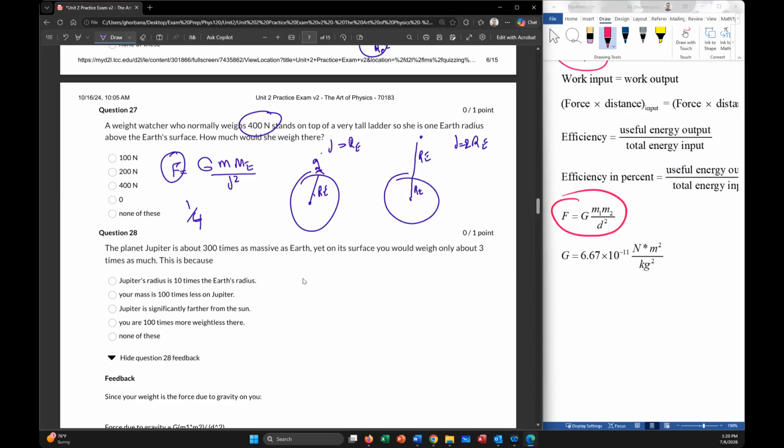If the distance becomes 3 times, the force of gravity becomes 1/9, yes? If the distance is 4 times, the force of gravity becomes 1/16. Make sense? Okay, so because the weight was 400, now you go another radius above the ground, so your distance is double, your weight will be 1/4. Okay, what is the right answer then? 100.